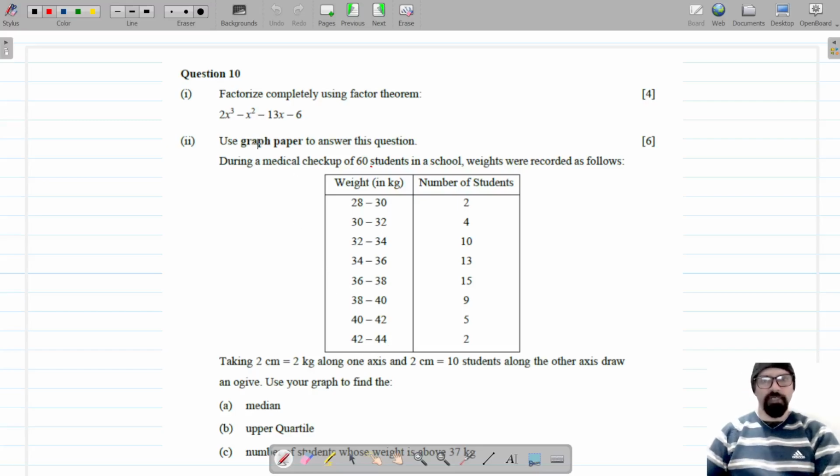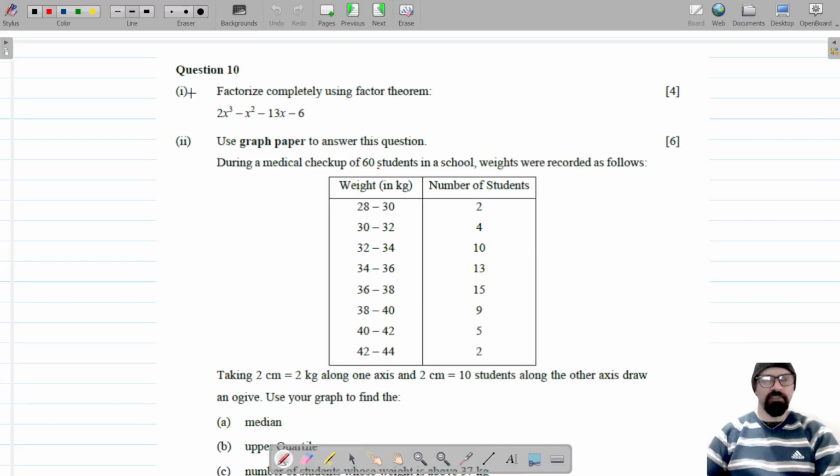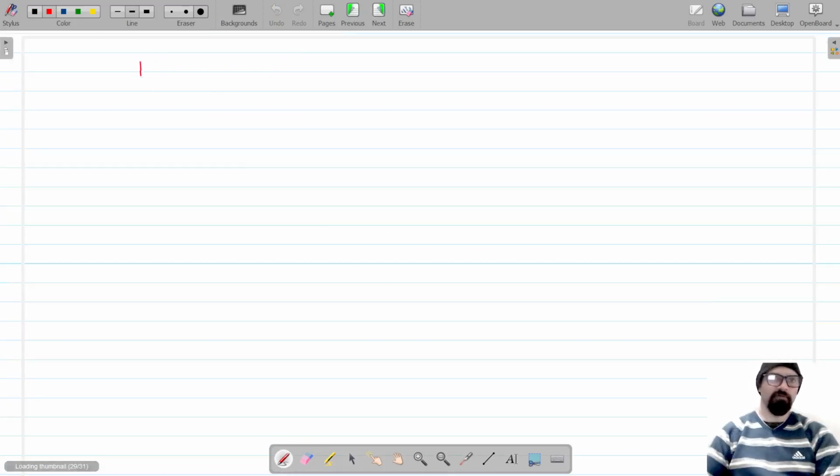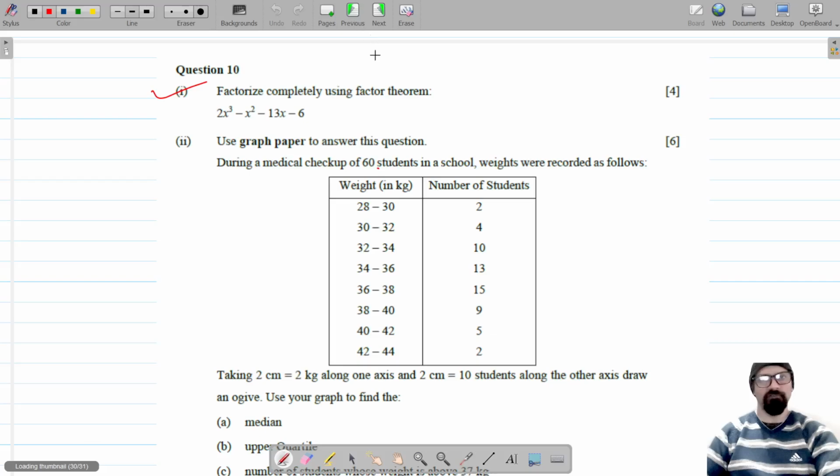For question number 10, we have to factorize completely using the factor theorem. Let this be polynomial p of x. So we are going to solve the first part. Let this be a polynomial p of x and its degree is 3, so it's a cubic polynomial.